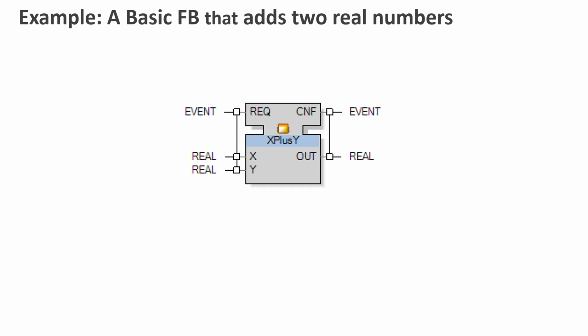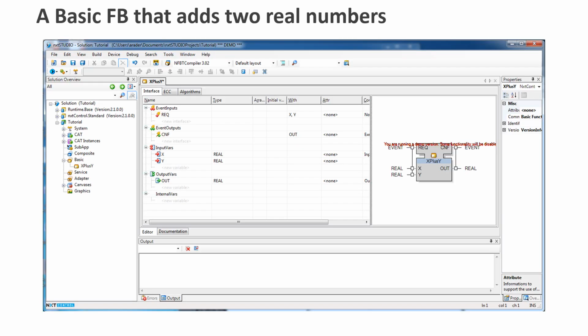Okay. So now let's take a look at a very simple example of a basic function block that adds 2 variables, 2 real numbers, x and y. In the software tool by NXT control, this block is implemented as you can see here, with input event rec, output event CNF, x and y as inputs, and out as output.